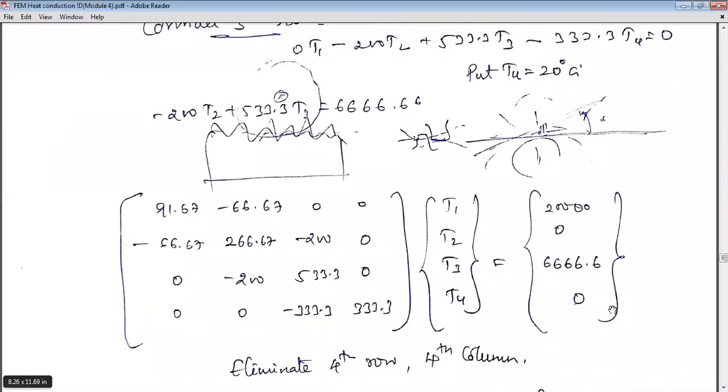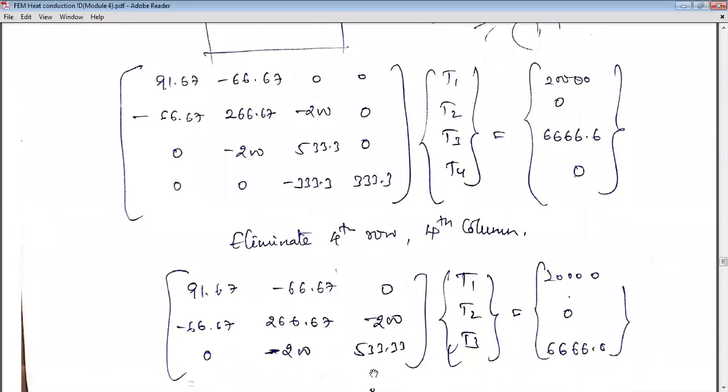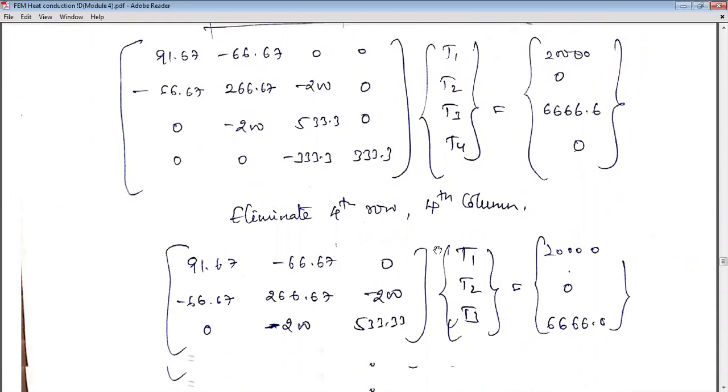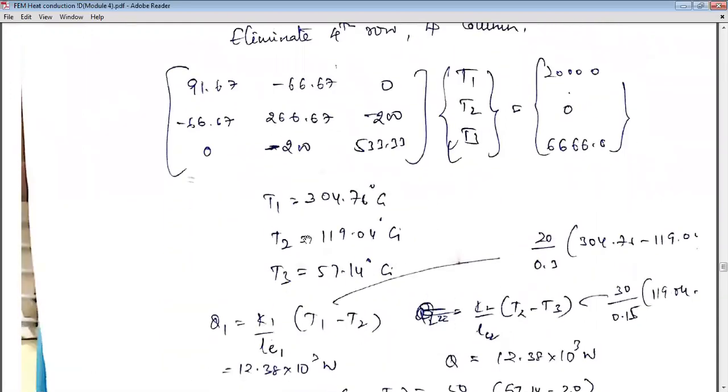Now eliminate fourth row, fourth column. Just take out because the specified, scratch it out. This row, you scratch it out. This column, you scratch it out. Remaining values are this. You just result in these values and corresponding T1, T2, T3 and these values. Solve using your calculator. Find T1, T2, T3.